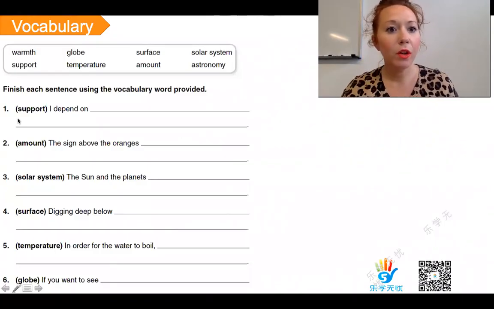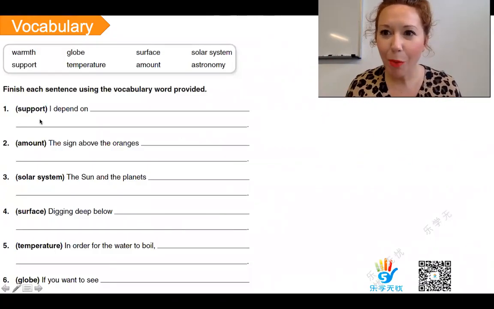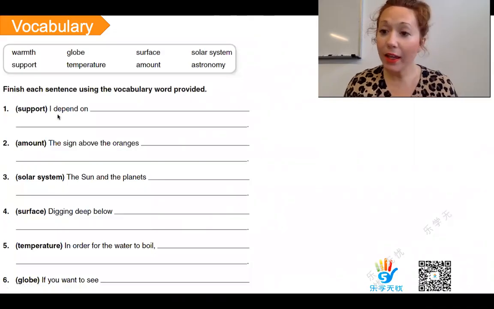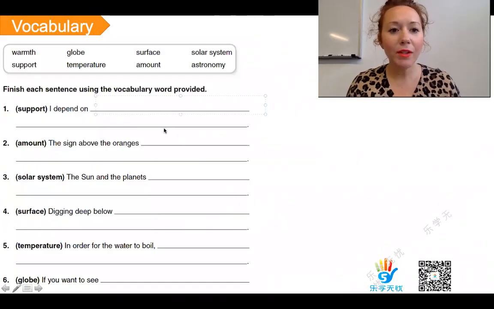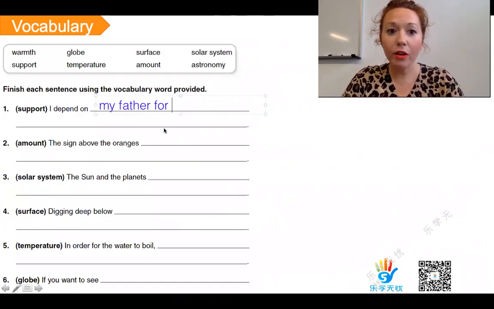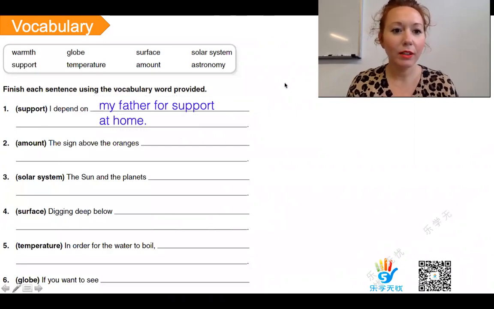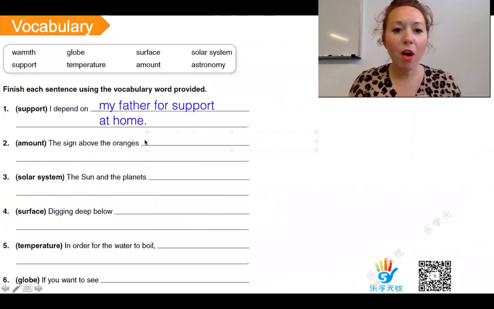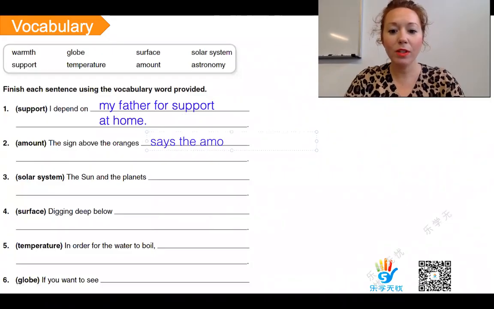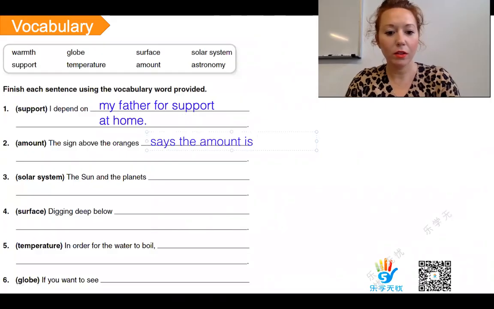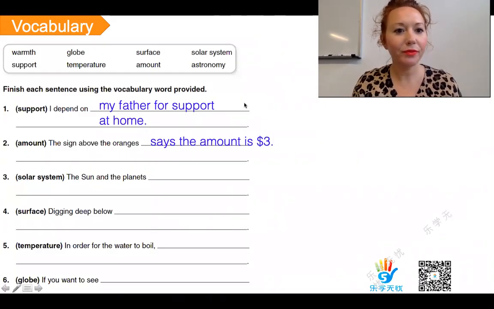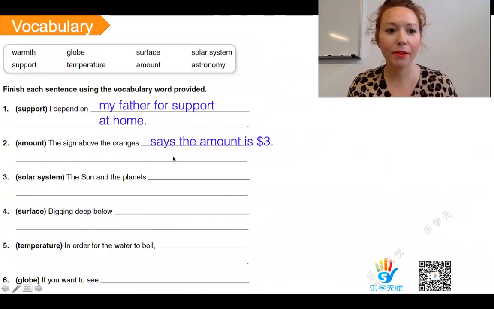So we need to put support into this sentence. It could be something like this. I depend on my father for support at home. Number 2, amount. The sign above the oranges. Oh, the sign above the oranges says the amount is $3. Remember, amount is how much of something.